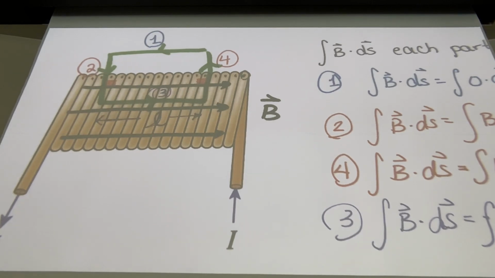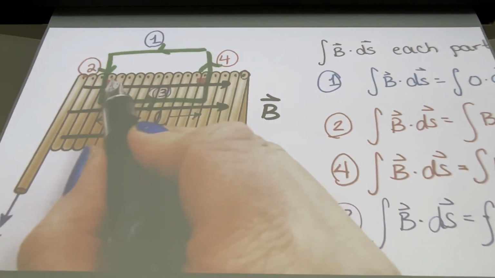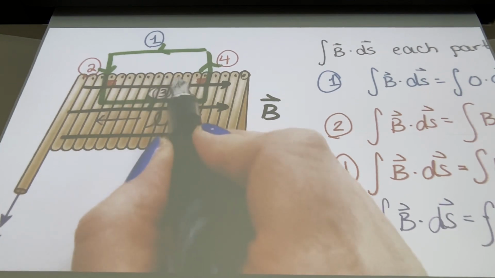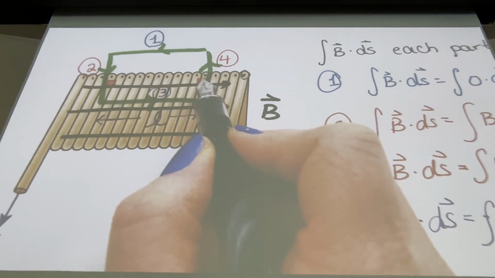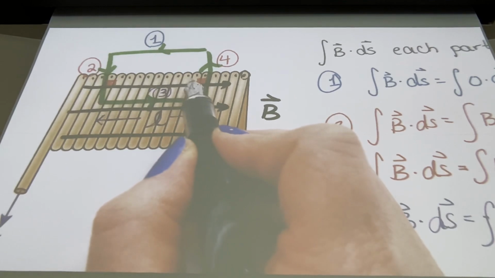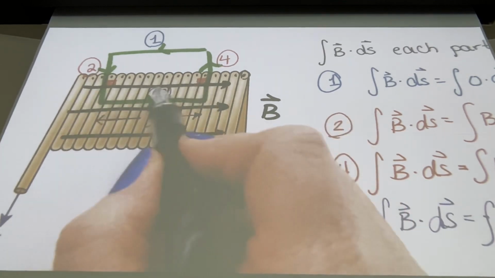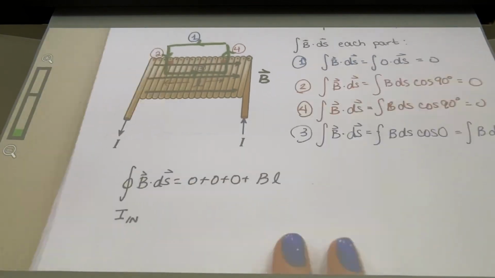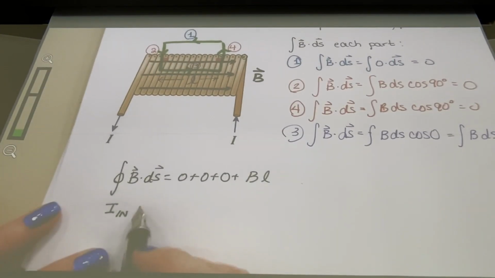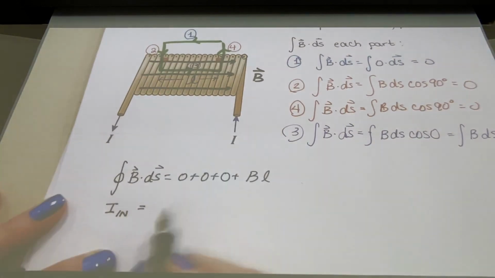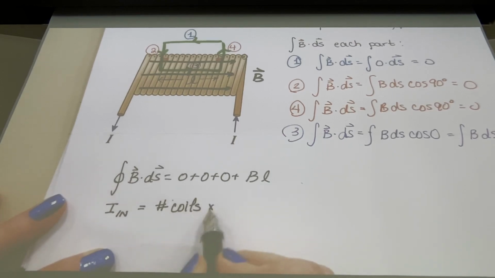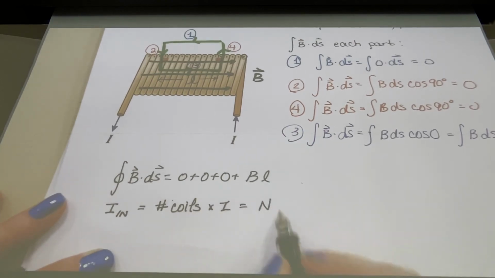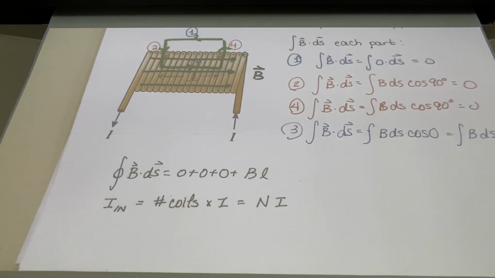So the net amount of current enclosed by this specific loop is 1, 2, 3, 4, 5, 6, 7, 8, 9, 10, 11 times the current, right? I've got 11 coils inside here. Every coil has current I, so my total current is 11 times the current I. That's for this specific loop. I'd like to say something a little more general. My current inside my closed path is the number of coils, or the number of loops, times my current I. I'm going to call the number of coils N. My specific one was 11, but it could have been any number.